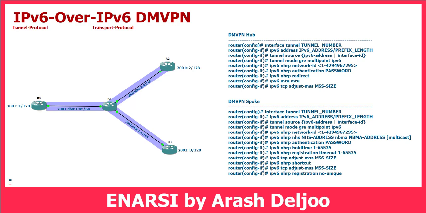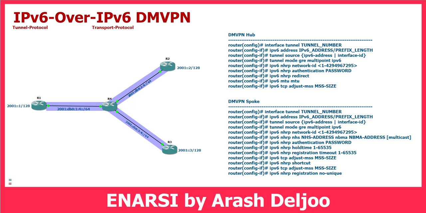Also, let me say that now NHRP also supports IPv6. Actually, we can use NHRP for resolving, for example, tunnel protocol to transport protocol. Let me explain the IPv6 over IPv6 DMVPN in this scenario. In a future scenario, we will learn about the combination of IPv4 and IPv6 in the tunnel protocol and also in the transport protocol.